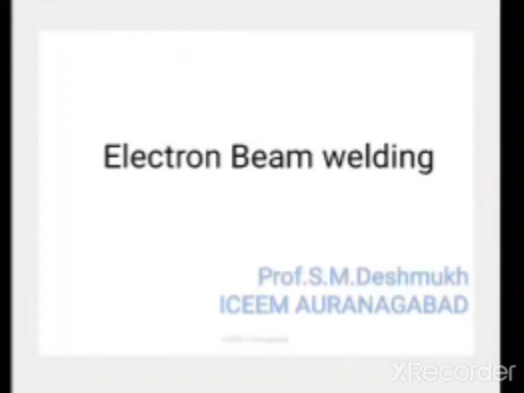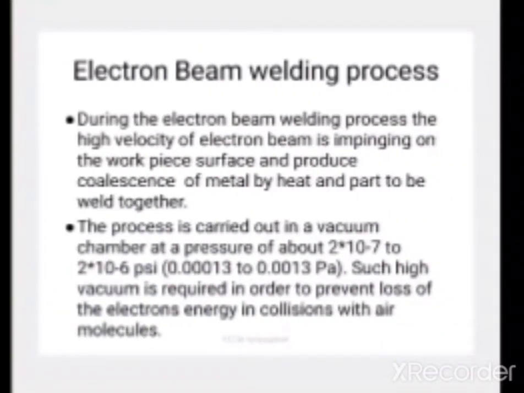That means we are going to use an external energy for the formation of the weld point. During electron beam welding, a high velocity electron beam is implemented on the workpiece. That means it is bombarded. It is concentrated over an area of the workpiece where welding is to be done and produces a cold seam of metal by heat, and the parts are welded together.